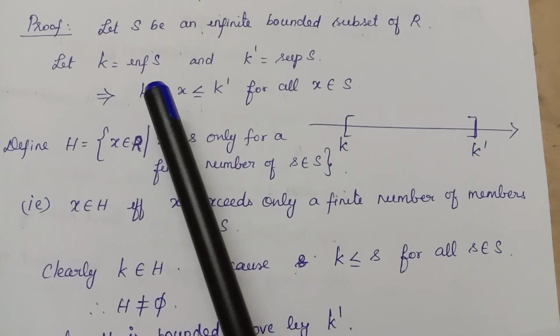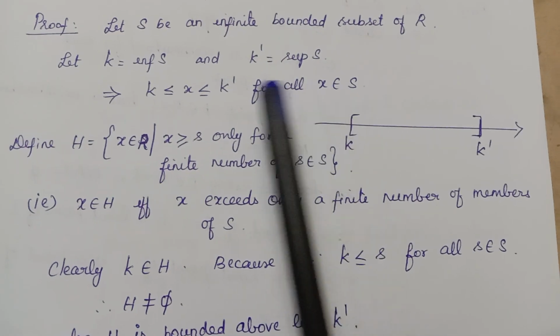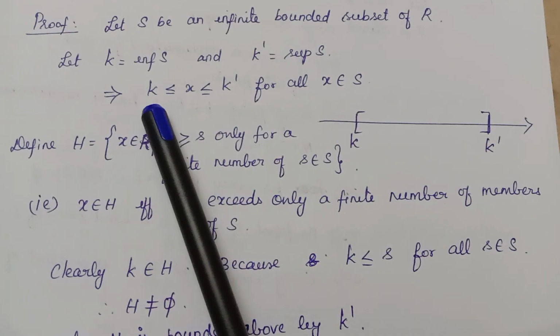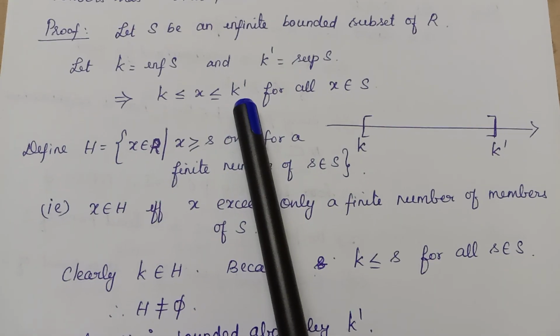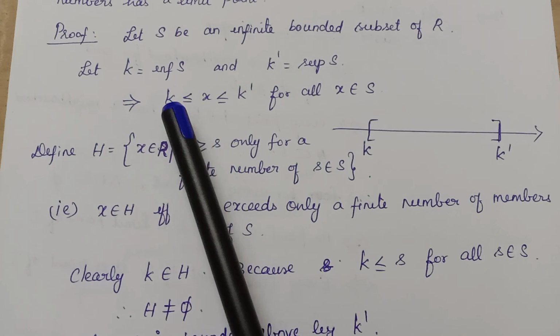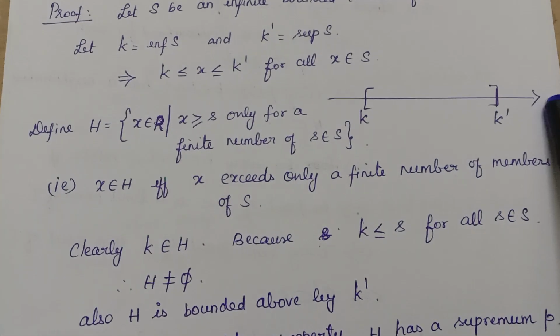So what do you mean by infimum and supremum? That is, for every x belongs to the set S, x is always greater than or equal to k and less than or equal to k dash, because these are the infimum and supremum, no? So all the values will be lying between k and k dash. So in the real line, I can represent it like this.